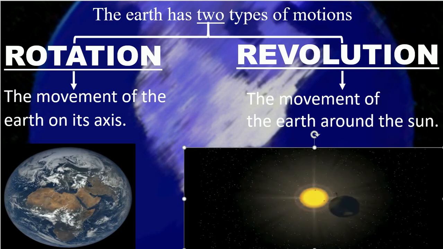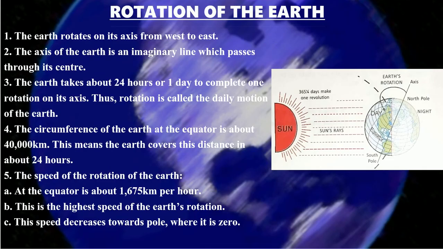Moving on to the next slide, discussing the rotation of the earth in a more descriptive way. The earth rotates on its axis from west to east. You have already seen this in the second slide. The axis of the earth is an imaginary line which passes through its center. The axis is not vertical, it is inclined at an angle of 66.5 degrees with the plane of the earth's orbit, which is why it is known as the inclination of the earth's axis.